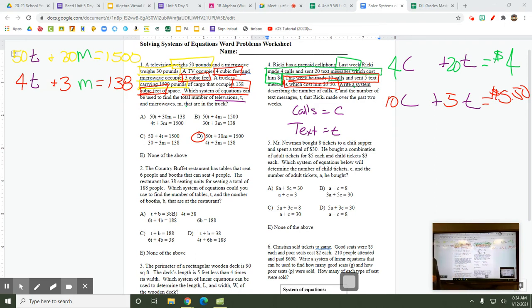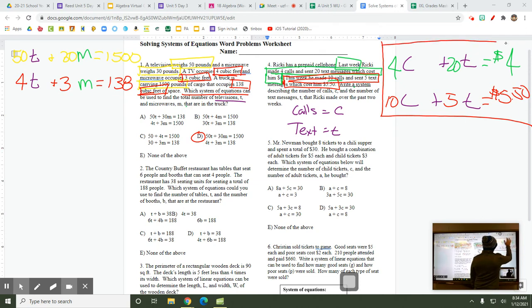Write a system, describe the number of calls and the number of text messages Ricky made in the past 2 weeks. So here we go. There's our system. Do we have to solve it? No. It just said write. All it told us to do was to write it. We didn't do anything else but write that system. Okay. Now, why would we need a system equation for this to figure what out? Well, you could figure out how much each call costs and figure out how much each text message costs.